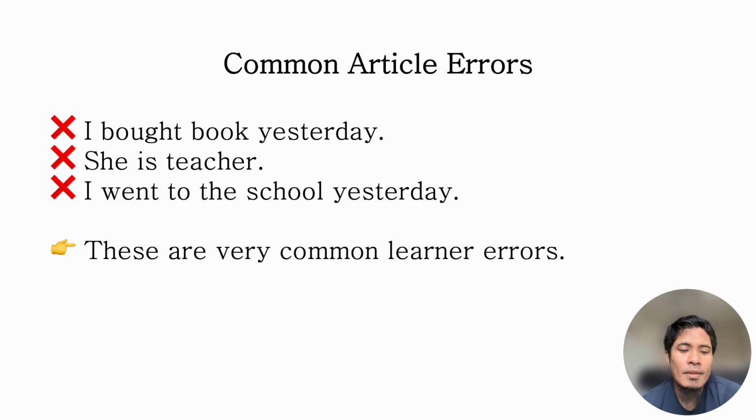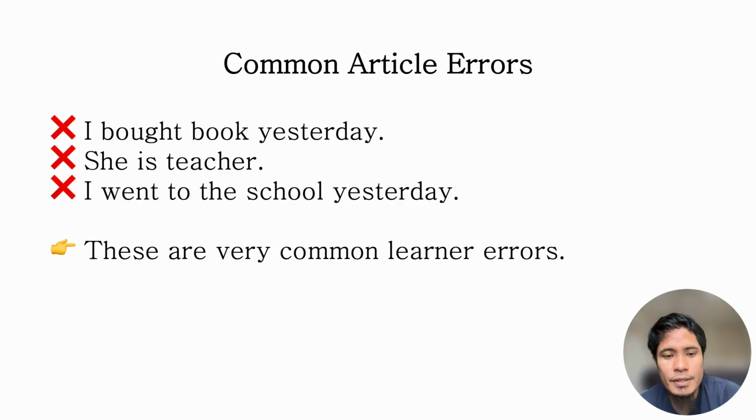And the second sentence is she is teacher. Again, we are missing an article here. The correct form is she is a teacher. She is a teacher. This is because we are describing someone's profession, and professions usually require the article a or an.